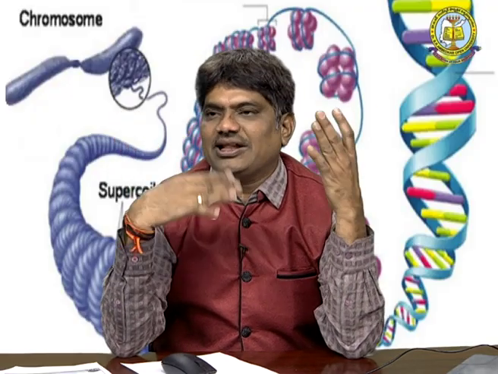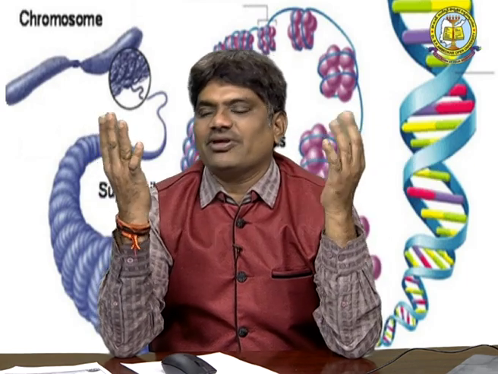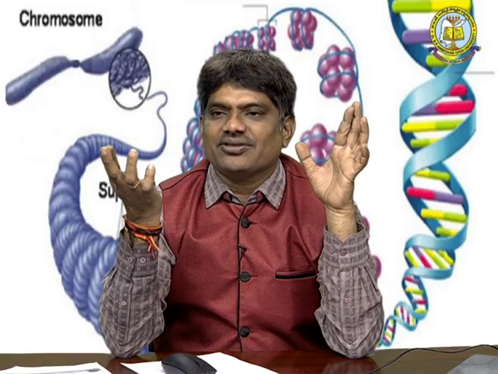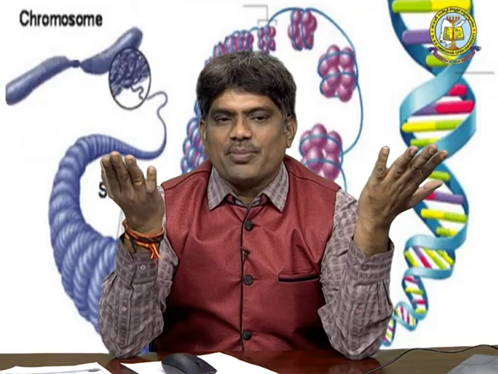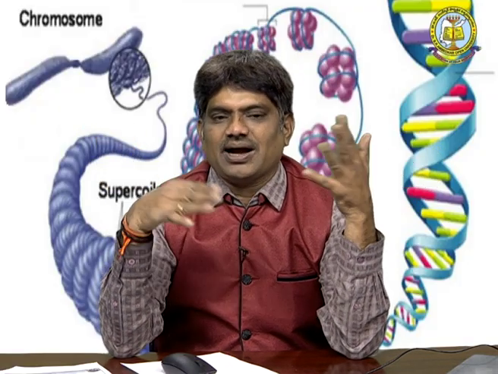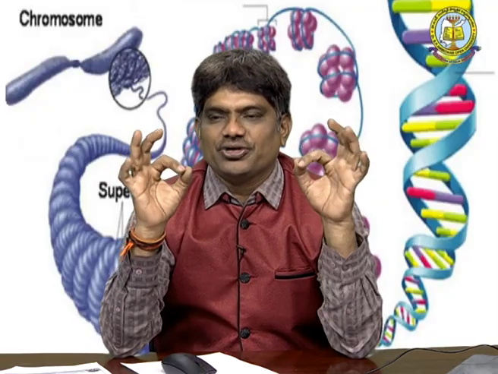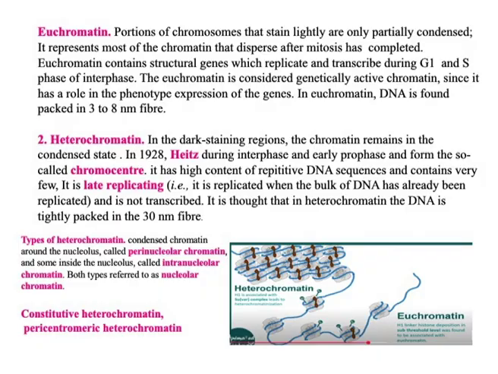Even in animals, salamander and grasshopper have larger chromosomes. In animals, salamander and grasshopper, and in plants, Vicia faba, beans, and also Allium cepa, we can observe the chromosomes under the microscope. We can see visibly how the chromosomes are.